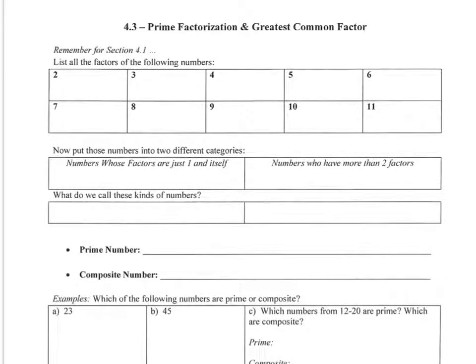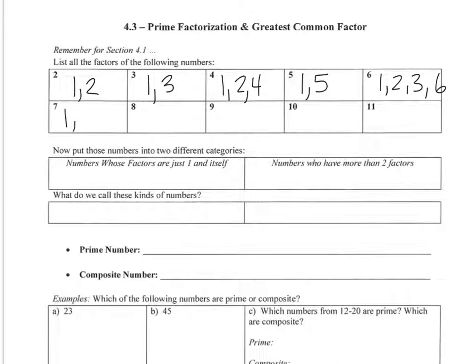Section 4.3 is about factoring a number. We kind of already did factor trees, but it's also about finding the greatest common factor. So list all the factors of the following numbers. If you make a rainbow, 1 and 2 are the only two factors. In 3, it's just 1 and 3. In 4, it's 1, 2, and 4. 5 is 1 and 5. 6 is 1, 2, 3, and 6.